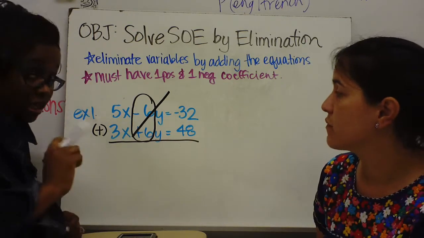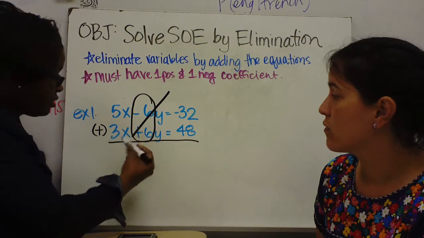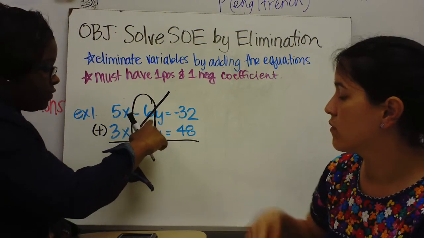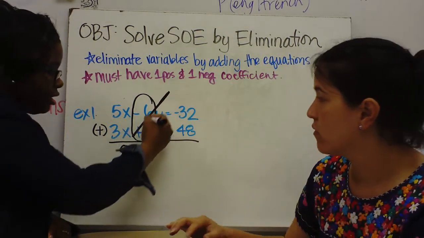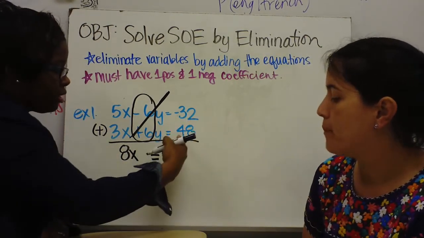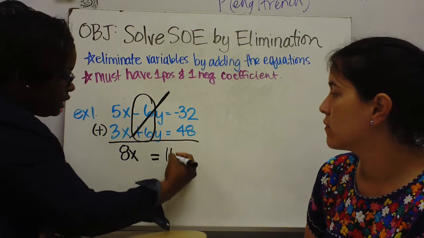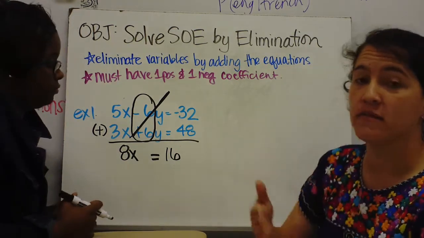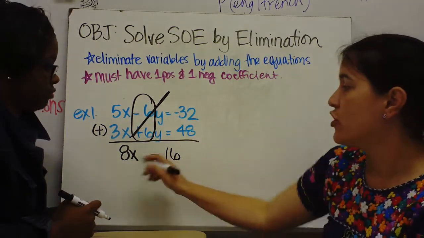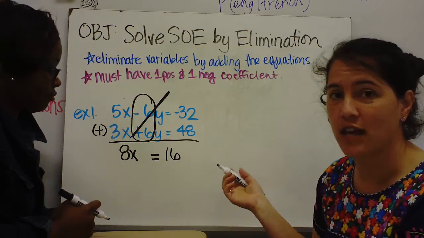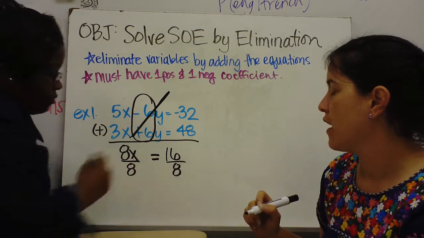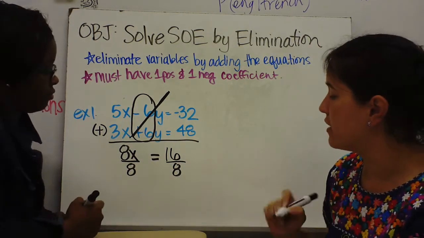And so then you're going to add your like terms. 5x and 3x add up to equal 8x. And as Ms. Handler just said, negative 6 and positive 6 would equal 0, so they cancel out. And then bring down your equals. Negative 32 and 48 add up to equal 16. And just what Ms. Barnes did, she added them vertically. She added the x's and then she added the numbers. The y's have eliminated. You are going to solve for x. Divide both sides by 8. And x equals 2. 16 divided by 8 is 2.